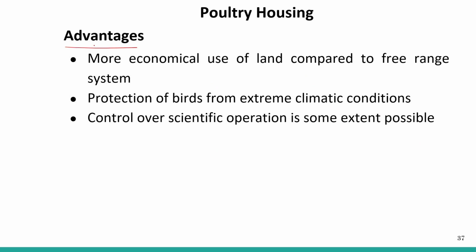Advantages. So let us study what the advantages of the semi-intensive system are. More economical use of land compared to the free range system. So this particular system is more economical if we compare it to the free range system. Protection of birds from extreme climatic conditions. This is one of the big advantages, that they are protected from extreme levels of climatic conditions. Control over scientific operations is possible to some extent.